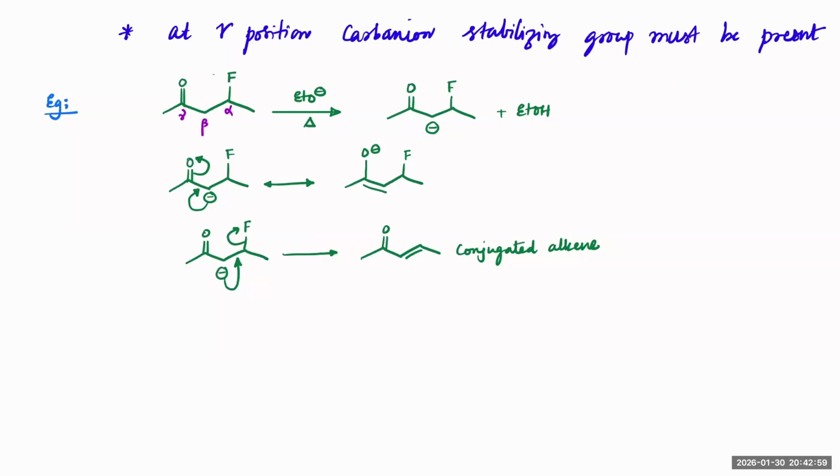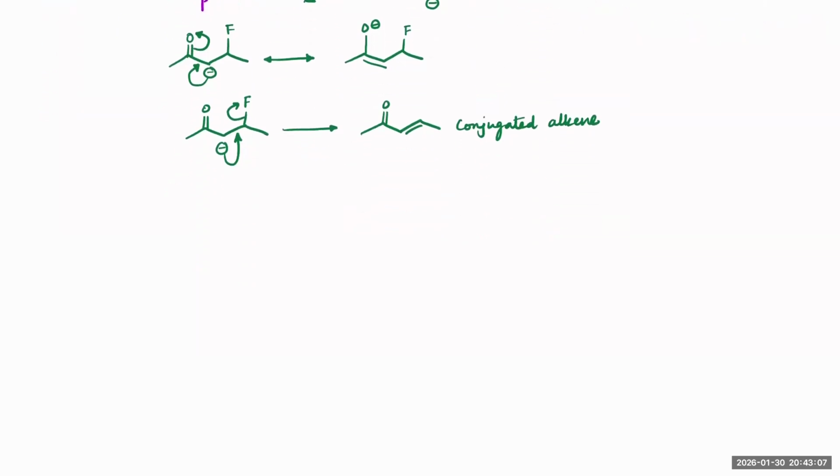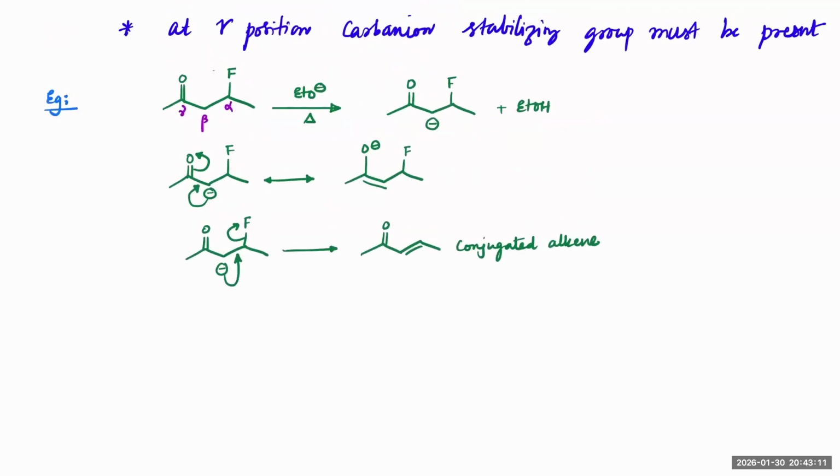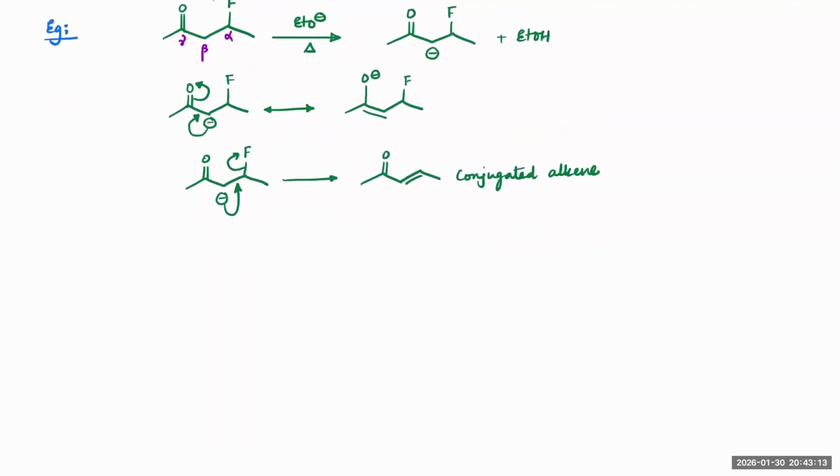I hope you understood what the stabilizing group means here. We should have this kind of group in there. Now let me show you with steps one by one. You can write along. This was just to give you an overall idea about how it is happening. Now we'll write the steps one by one. Let's say step one here.